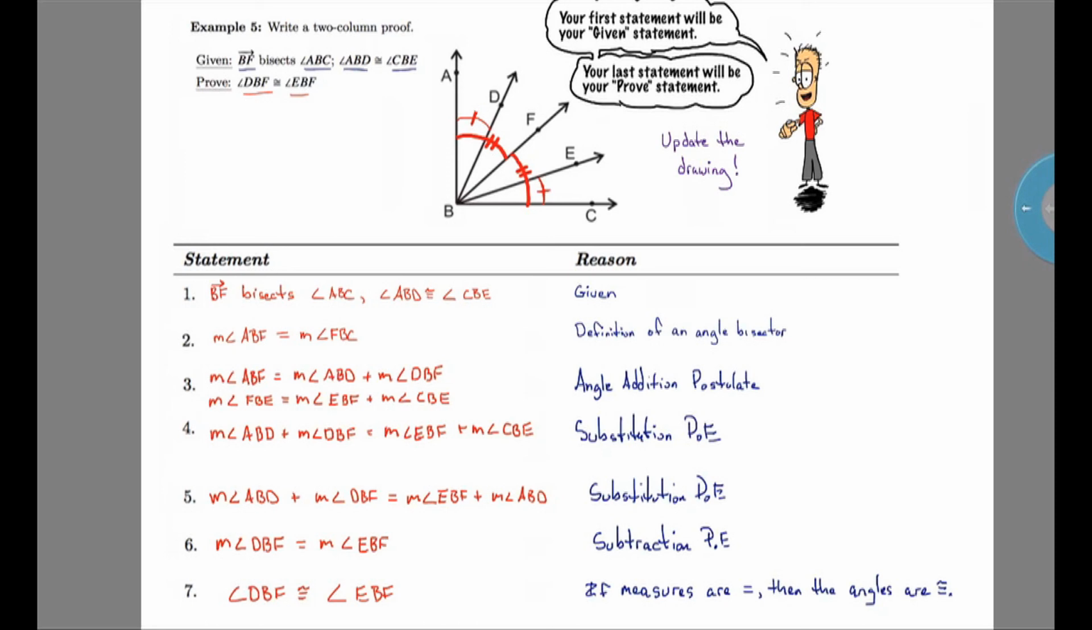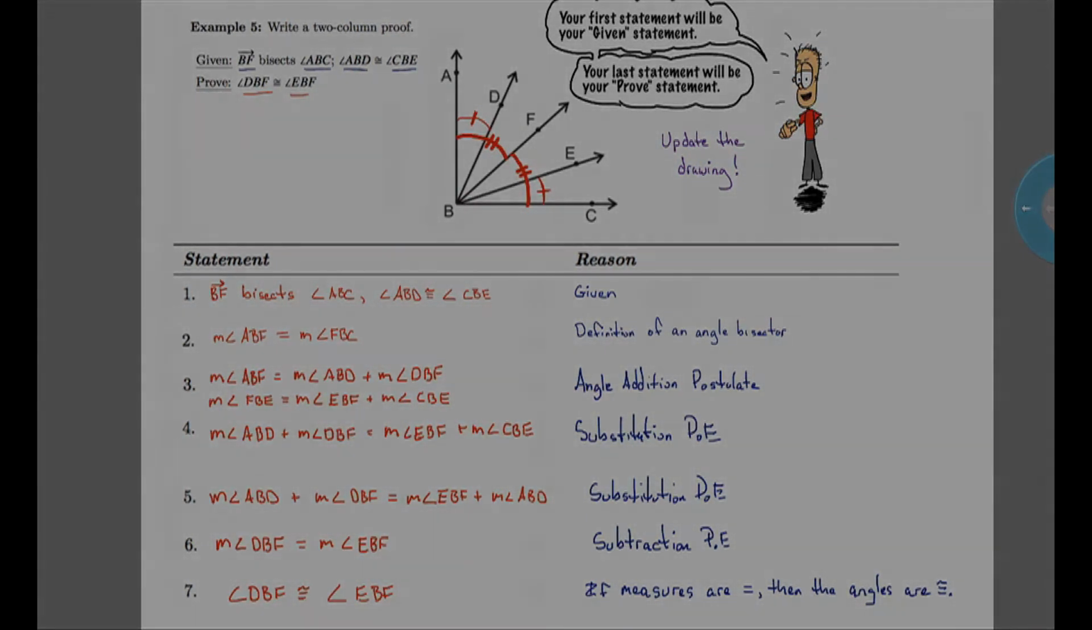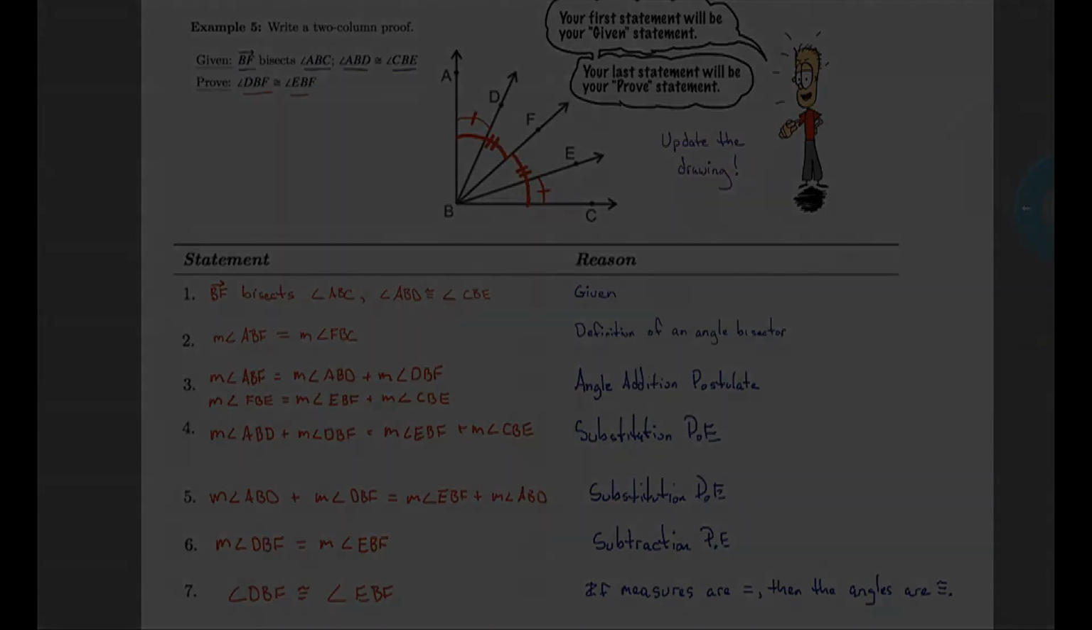So in this section, we're using deductive reasoning, which is a process of reasoning logically from a given statement all the way down to a conclusion, which in this case is the proof statement.